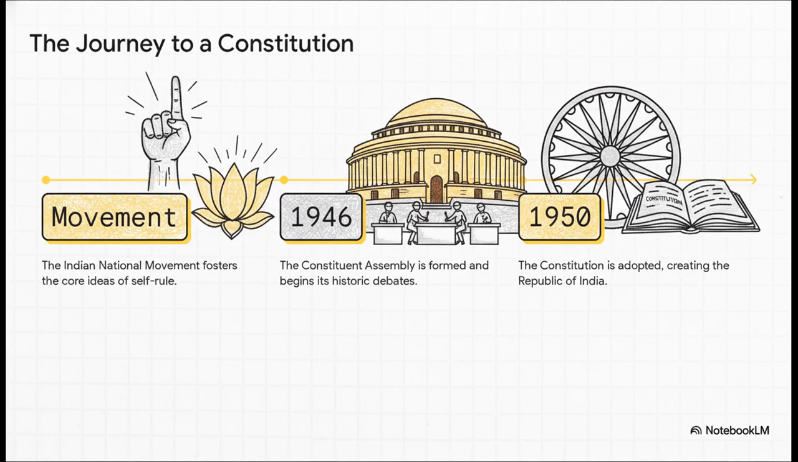Well, it certainly didn't just appear out of thin air. The Constitution was really the grand finale of a long, long freedom struggle, the Indian national movement. That's where the seeds of self-rule were planted. This all led to the Constituent Assembly kicking off in 1946. And you have to picture this. It was a group of some of the most brilliant minds of the time, and they debated every single clause for almost 3 years. Finally, in 1950, the blueprint was ready, and the Republic of India was officially born.